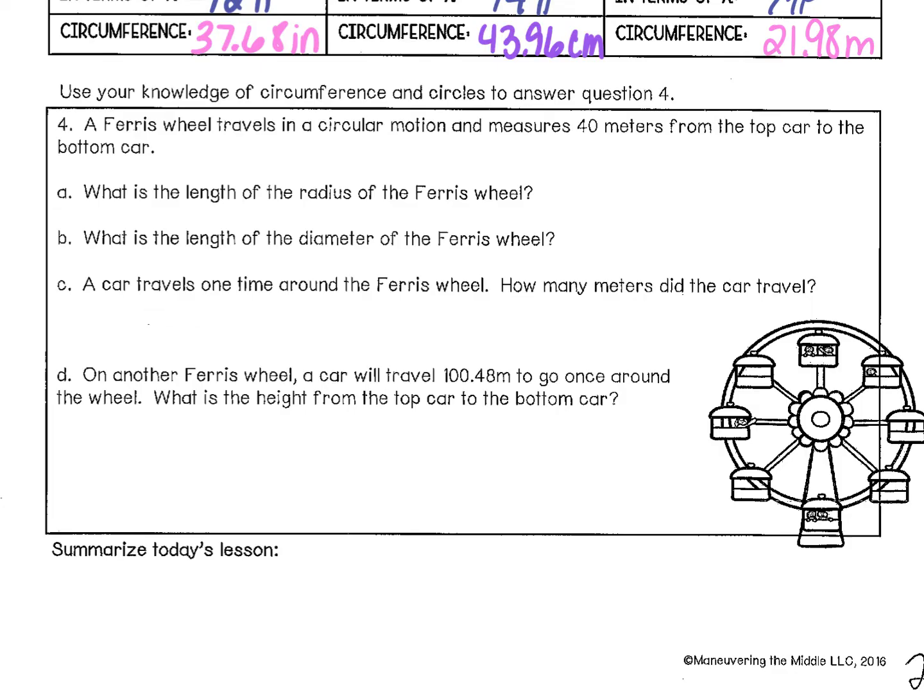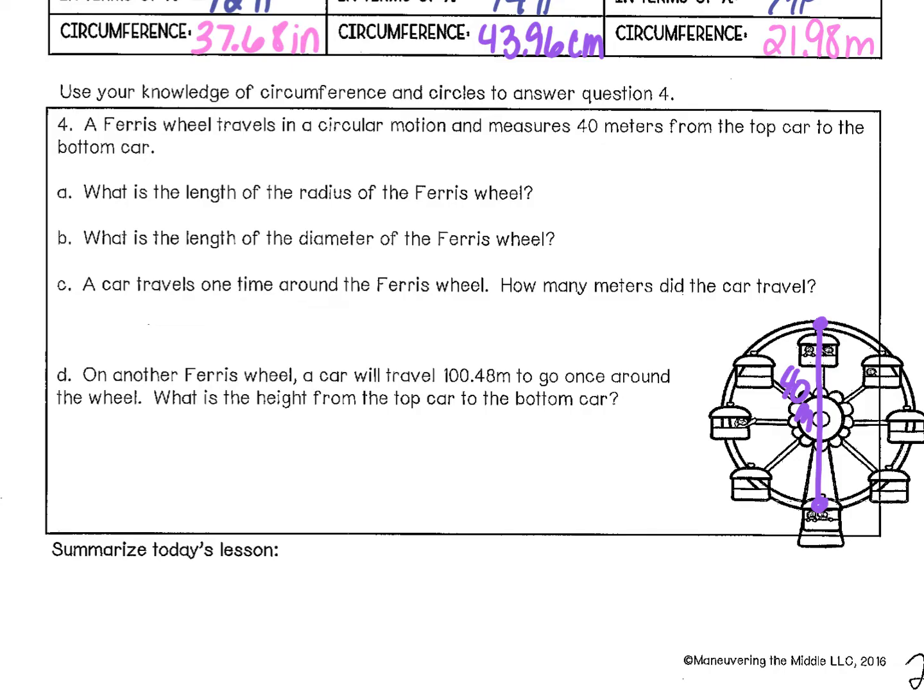Okay, I will read it to you first. A Ferris wheel travels in a circular motion. We know it goes round and round, and measures 40 meters from the top car to the bottom car. So let me clarify that. They're saying that from up here all the way down here to this bottom car, this is 40 meters. Okay? Now please answer the questions accordingly. This is where I'd like you to pause and try this problem yourself.